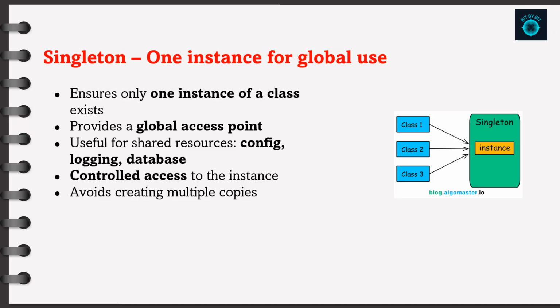Singletons are useful when you need to share a single resource, such as a configuration manager, a logging system, or a database connection. The pattern makes sure that the class controls the creation of its own instance, so that no other copies can be made accidentally. But while Singleton can be helpful, overusing it can lead to hidden dependencies, so it should be used only when necessary. Now let's look at an example of Singleton in Python.